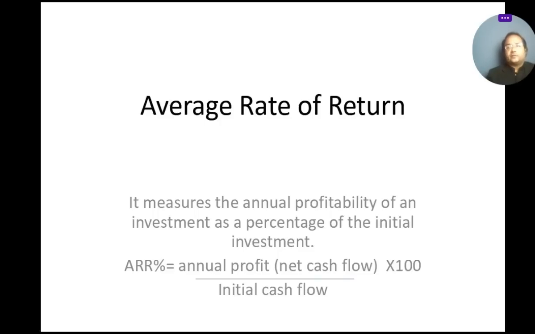The second type of investment appraisal technique is average rate of return, also called ARR. It measures the annual profitability of an investment as a percentage of the initial investment. The formula is annual profit or net cash flow divided by initial investment, multiplied by 100.